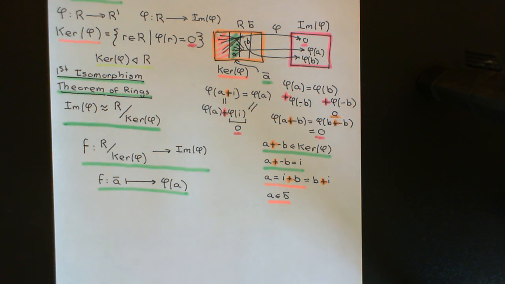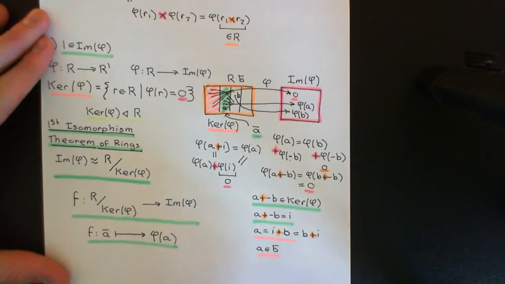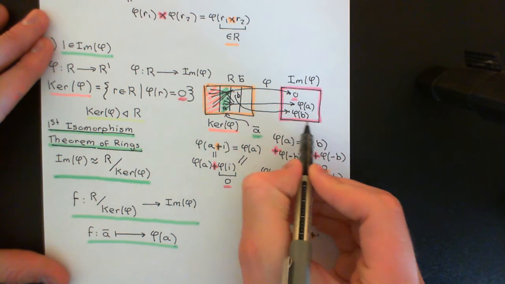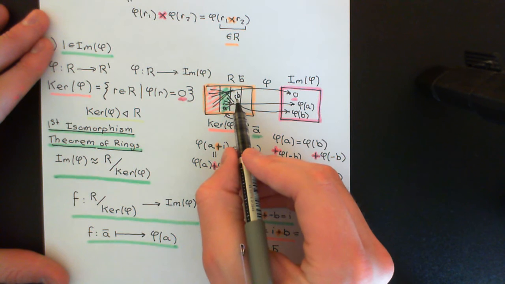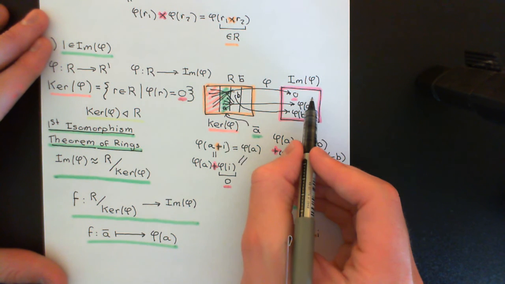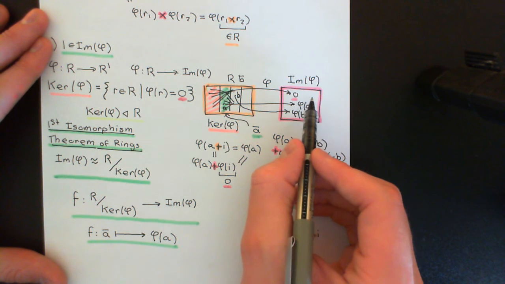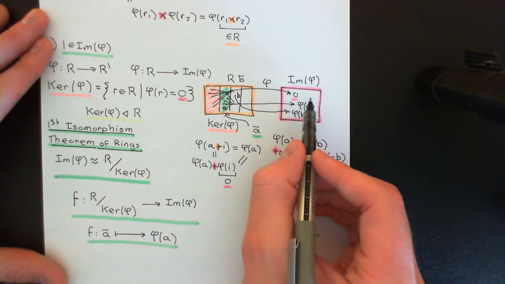Let's start off with surjective. Why is it going to be surjective? Well, the reason it's going to be surjective is that all elements in the image of the homomorphism do have elements in the domain ring that are being mapped onto them. Okay? Otherwise they wouldn't be in the image of the homomorphism.